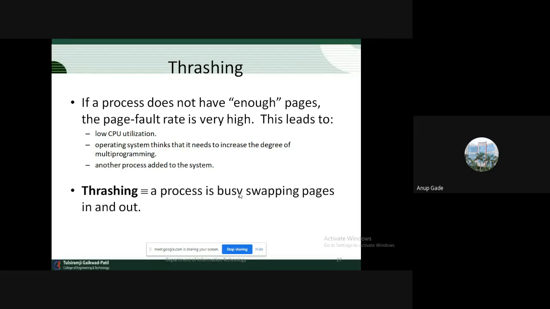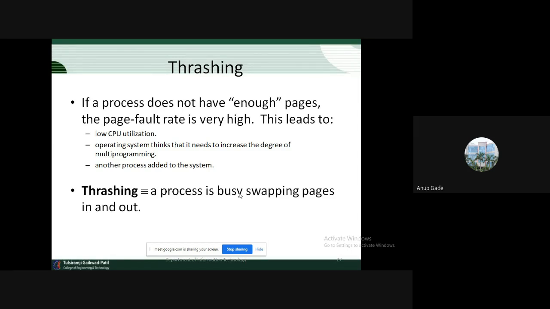And if the page fault rate goes on increasing, it creates a problem, as it lowers the CPU utilization. Whenever CPU utilization is lowered, your operating system starts reacting to it. In response, the OS will start thinking to increase the degree of multi-programming. We have already gone through that. Whenever the OS wants to increase the degree of multi-programming, it will add more tasks into main memory. And whenever it adds another task into main memory, obviously space is limited.